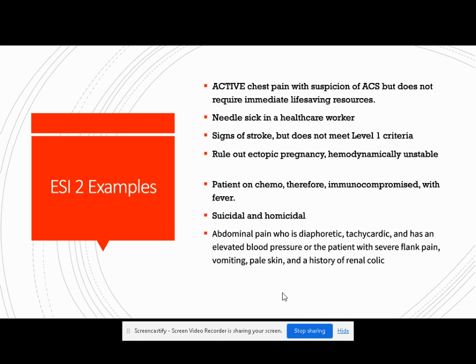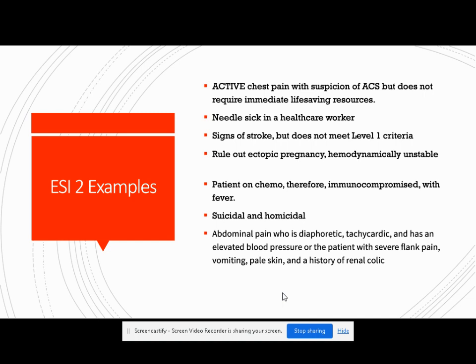And these are some examples of level 2 acuity that we may often see in the ER. Example: active chest pain with suspicion of acute coronary syndrome, but does not require immediate life-saving interventions. So in other words, they're coming in, they're complaining of those classic chest pain symptoms. They may even look diaphoretic or their color is different.